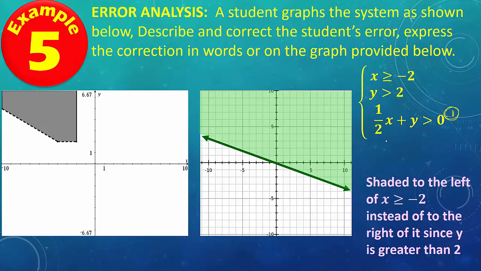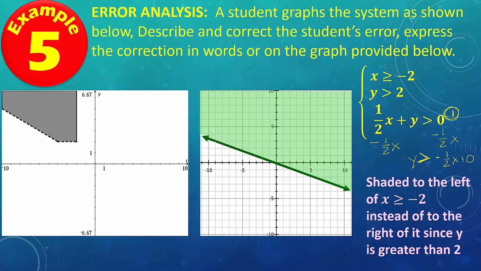Basically I subtracted 1/2 x from both sides because I've got to get that in the correct form. So y is greater than negative 1/2 x. And if you want to leave the plus 0 in there just to make your life easier, great.